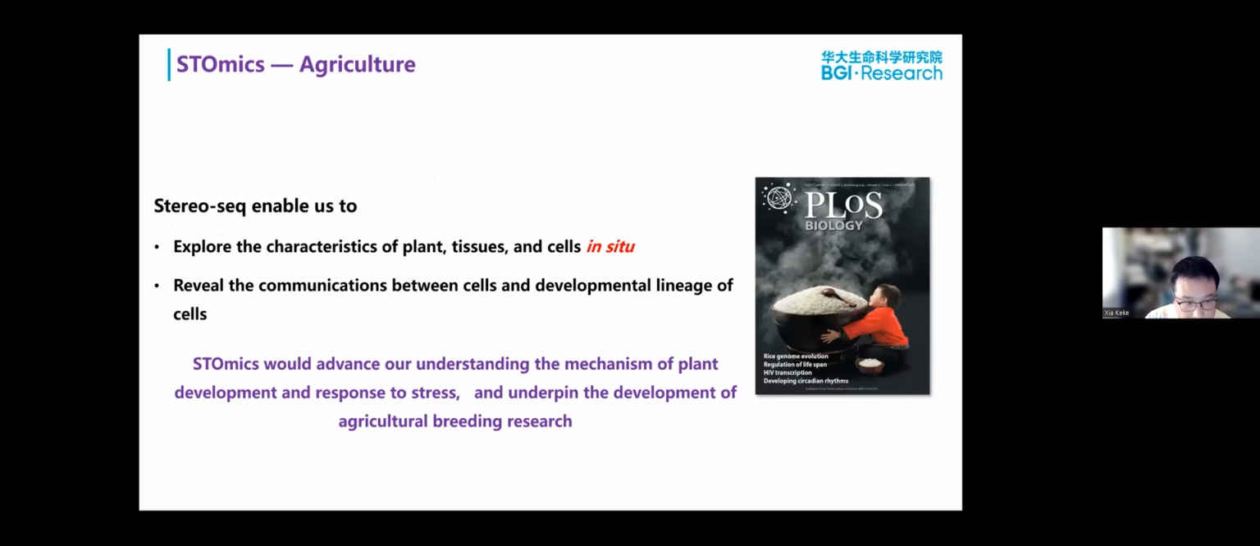Since Stereo-seq enabled us to explore the characteristics of plant tissues and cells in situ, and reveal the communication between cells and the developmental lineage of cells, STOmics would greatly accelerate our understanding of the mechanisms of plant development and response to stress, and underpin the needs of agricultural breeding research.